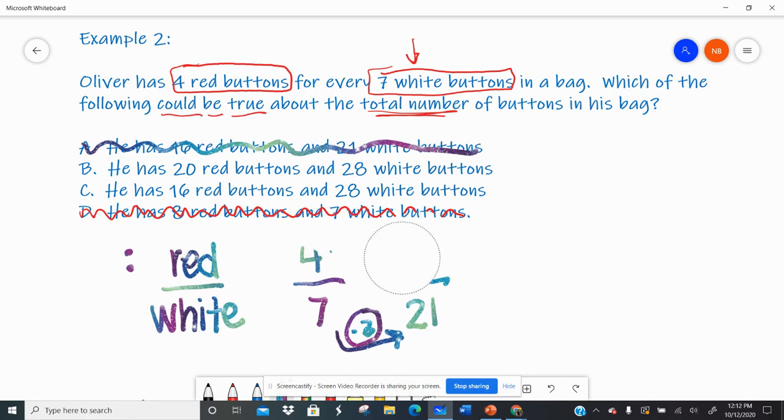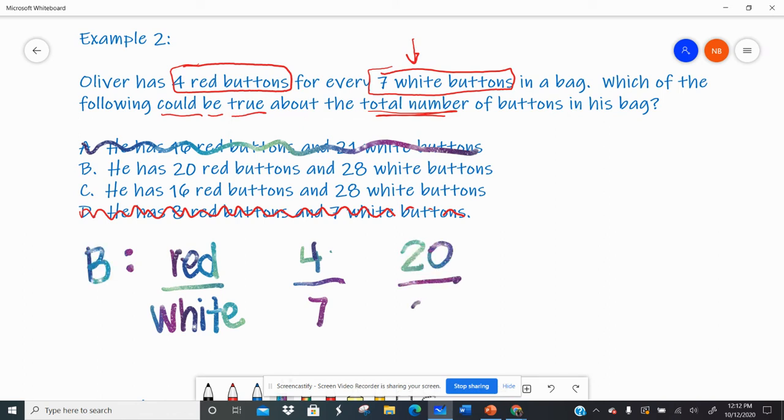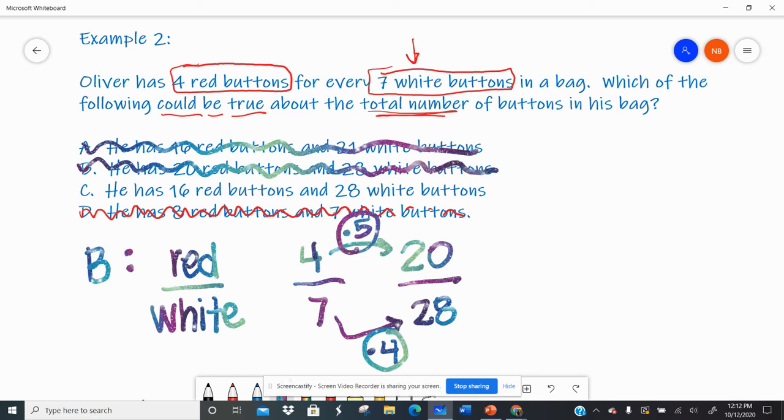All right, let's look at the next one. We can keep our original 4 to 7. So B says for every 20 red, there's 28 white. Well, let's say 4 times 5 is 20. 7 times 4 is 28. Those numbers are not the same, so it can't be B. Well, by process of elimination, it has to be C.